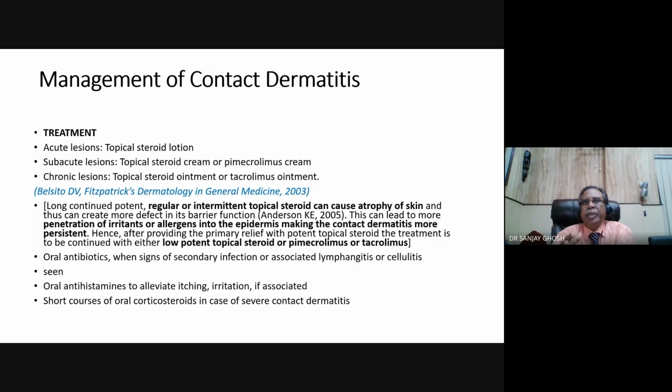So in between, use emollients liberally. Topical corticosteroid, if it is potent, you can do once weekly, as weekend therapy. In between, in certain cases, we have to switch over to tacrolimus or a low potent topical steroid, so that you can prevent damage of the barrier function. Oral antibiotic and oral antihistamine are needed, a short course, but not very prolonged.